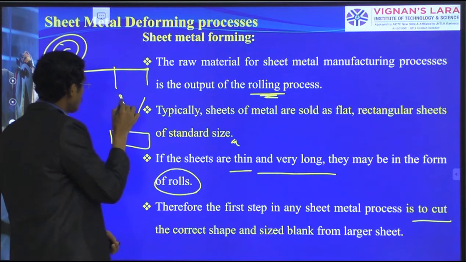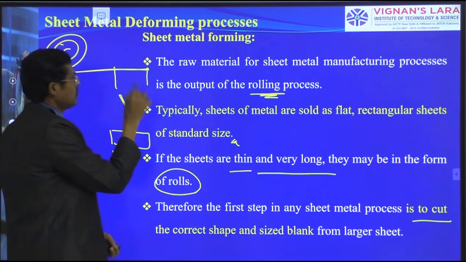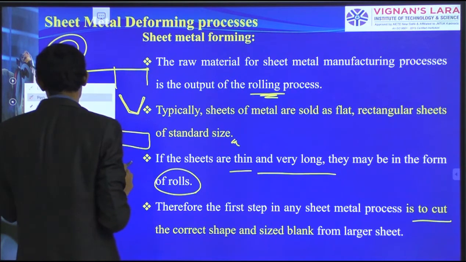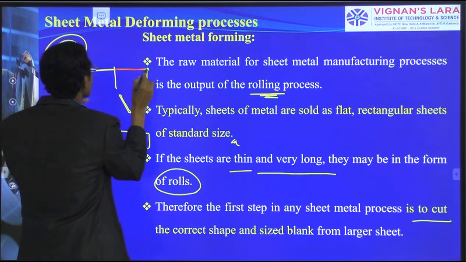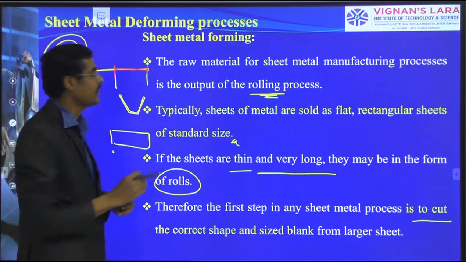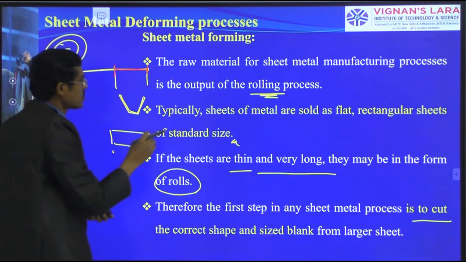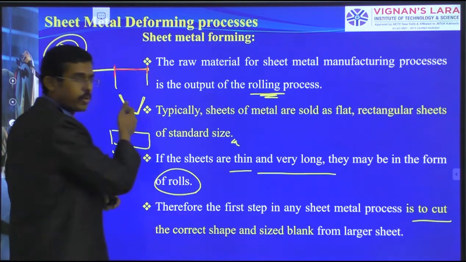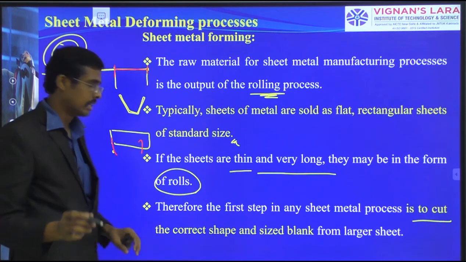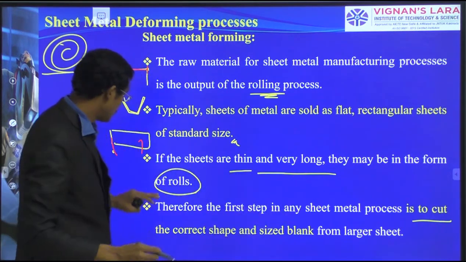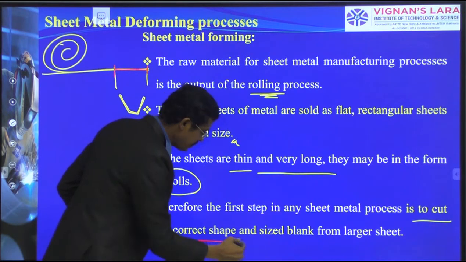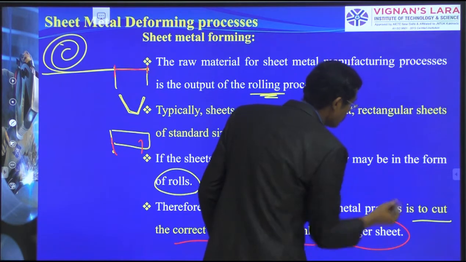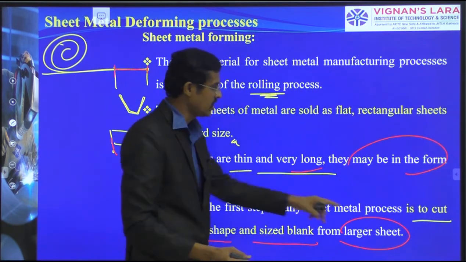This is the product. I am converting this into the product through some bending actions. Therefore, what I am doing is first cutting these zones. After cutting, I take it here and do the various processes to convert it into the product. So the first step is cutting: to cut the correct shape and size from the large sheet. From the large, lengthy sheet, you have to cut first.